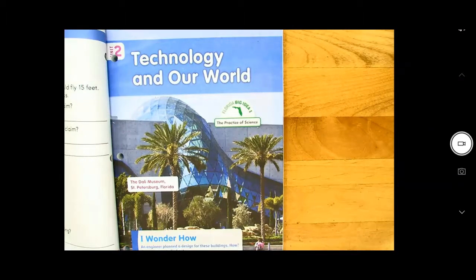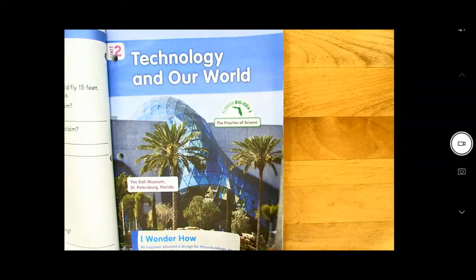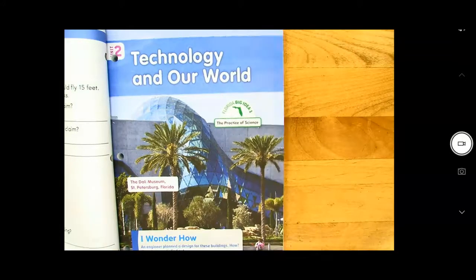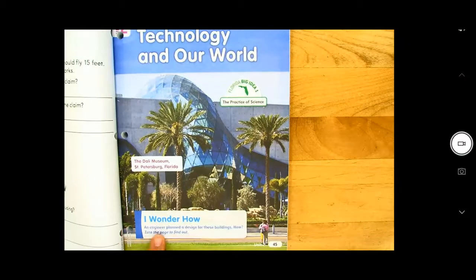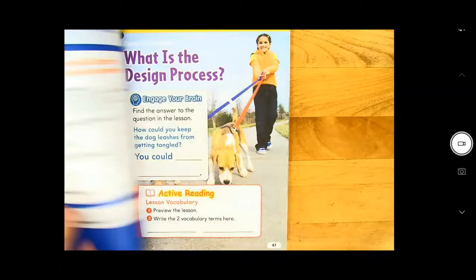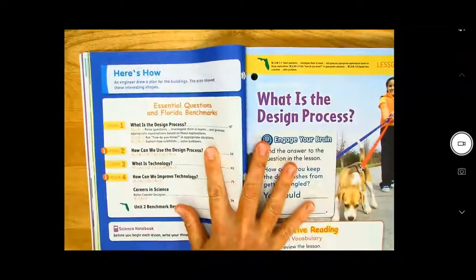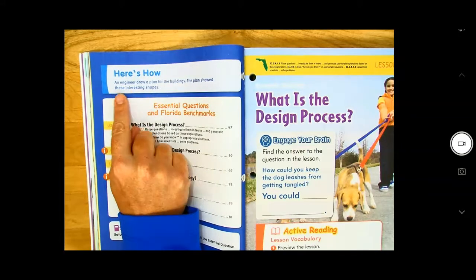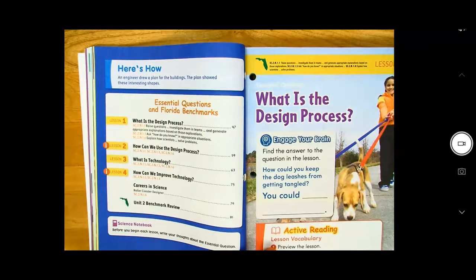Technology and our world with our science. Right here says the Dali Museum in St. Petersburg, Florida. Okay, so this is an actual museum in St. Petersburg. I wonder how an engineer planned and designed these buildings. How? Turn the page to find out. Okay. Here's how. An engineer drew a plan for the buildings. The plan showed these interesting shapes.